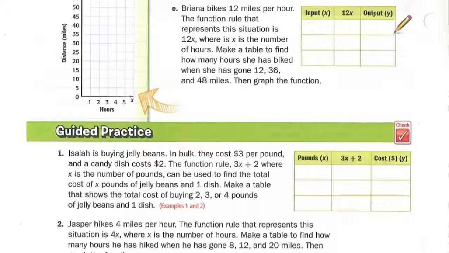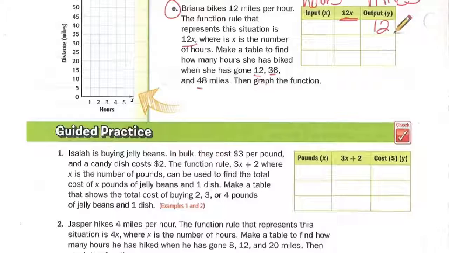All right. I'd like you to try problem E on your own. Brianna bikes 12 miles per hour. That's this rule right here, 12 times x. The function rule represents the situation as 12x, where x is the number of hours. Make a table to find out how many hours she's biked when she has gone 12, 36, and 48 miles. The other way you can help yourself is you write hours here because you're timesing 12 times the hours, and miles here so that you know what to put in the boxes.